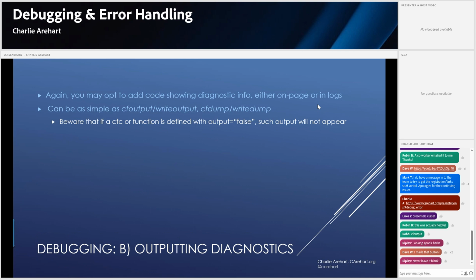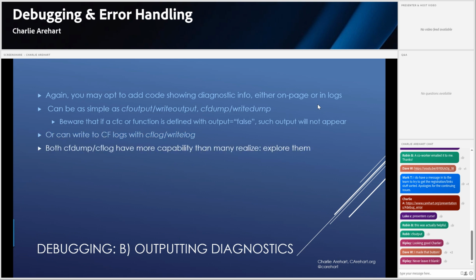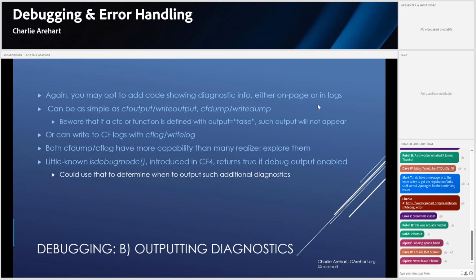And notice this, if a CFC or a function is defined with output equals false, then those outputs you write with CF output, CF write output won't appear. That's where you want to log them instead. So again, there's CF log and write log. And both CF dump and CF log and their script equivalents have a lot more capability than most realize. So do explore those. And there was that debug mode, isDebugMode that I showed you.